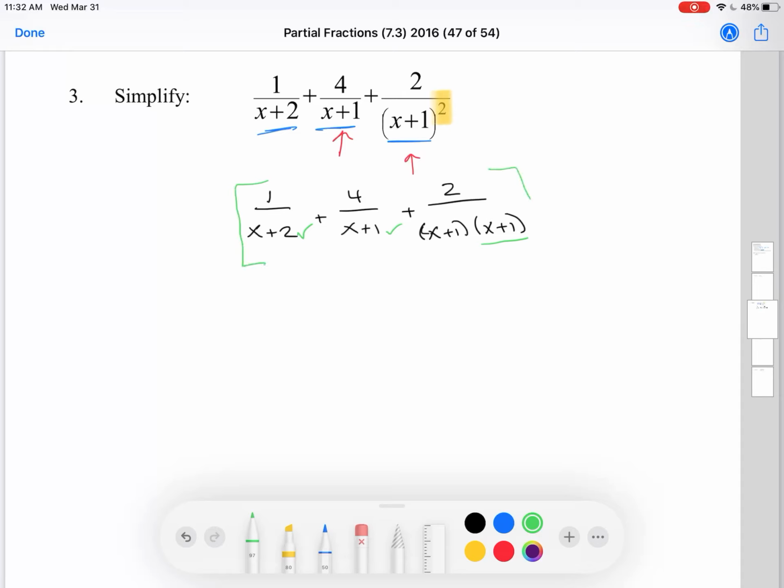So I'm going to multiply by x plus 2, x plus 1, and then another x plus 1. I'm trying to get a common denominator between all of these terms. And whatever we do to the top, we're also going to have to do to the bottom.